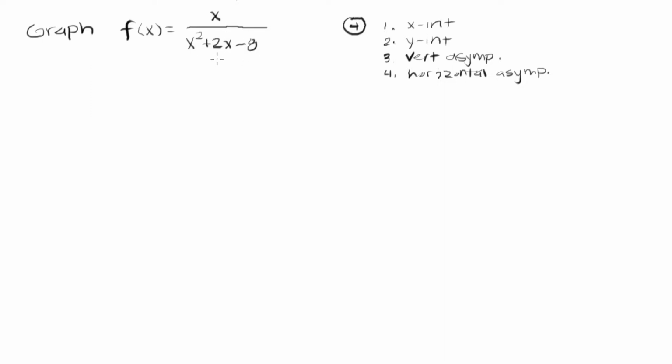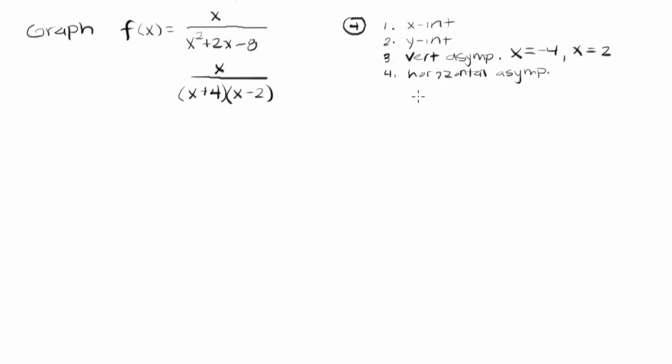I've simplified the function. Now this fraction, I'm going to rewrite as x over, factored out, x plus 4 times x minus 2. And you'll notice that nothing's going to cancel out. Now if I go back to my notes on vertical asymptotes and horizontal asymptotes, since nothing cancels out, my vertical asymptotes are going to be based off the denominator. So I can already say that x equals negative 4 and x equals 2. So my vertical asymptotes are when x equals negative 4 and when x equals 2.